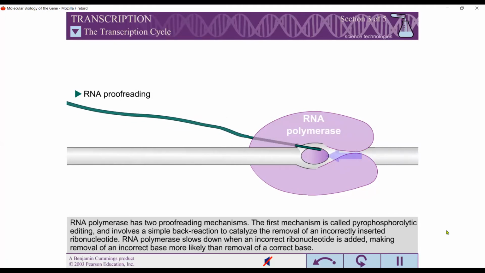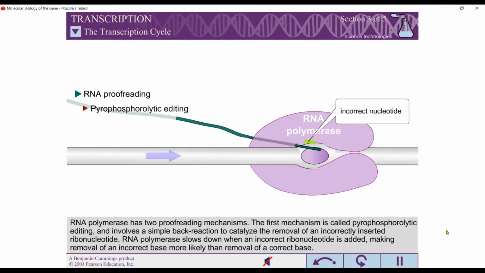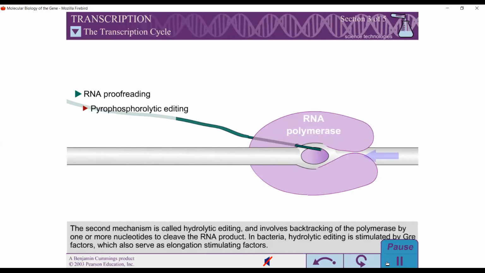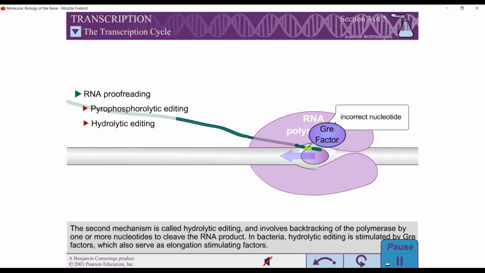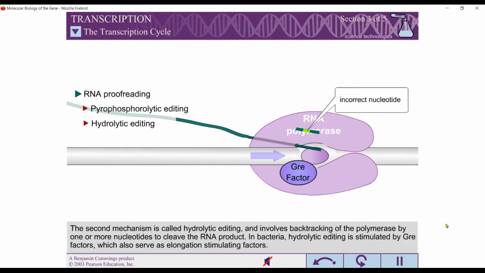There are 2 known proofreading mechanisms for RNA polymerase. One is pyrophosphorolytic editing. The incorrect nucleotide is removed in a simple back reaction, so the RNA polymerase just slows down, and in a back reaction, the incorrect nucleotide is removed. So this is the simple one. There's another proofreading mechanism which involves other proteins, the hydrolytic editing. Another protein comes and removes the incorrect part. So the incorrect nucleotide is removed by an additional protein.